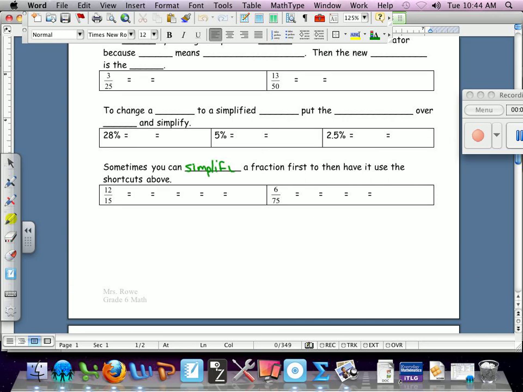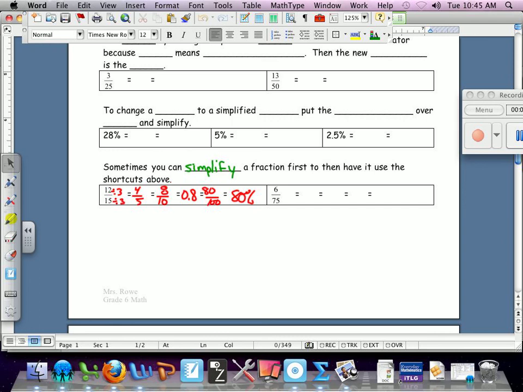And that is that sometimes you can simplify a fraction first to then have it use the shortcuts above. So divide by 3, divide by 3, this one is 4/5. And 4/5 is the same as 8/10, so 0.8. Or 4/5 is the same as 80 over 100, making 80%.